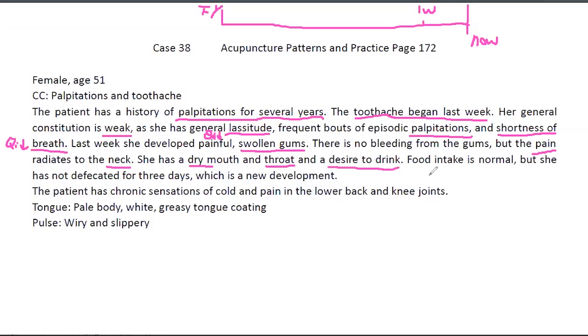So putting it together, we have excessive heat symptoms in the gums. The gums are on the stomach channel. If we are talking about gum problems, we are thinking about the stomach. Some stomach heat may go there. But food intake is normal. If heat is in the stomach organ, usually the stomach fire is rushing up, but in that kind of case the patient gets hungry quickly and eats a lot. So this kind of heat is in the stomach channel, not in the stomach organ.